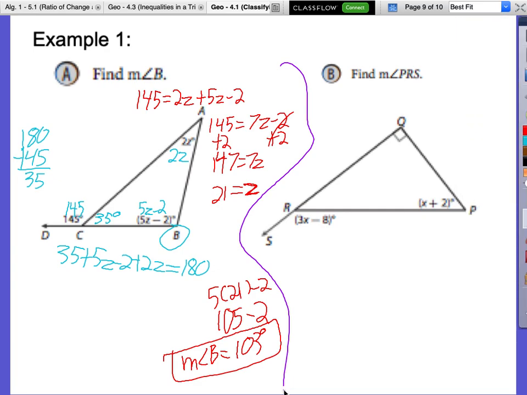Find the measure of angle PRS. So this angle down here is 3x minus 8, and this angle is x plus 2, and this is the right angle, meaning the measure is 90 degrees. Very good. And we need to find PRS. We need to find this angle over here. How could we find that? Can anybody tell me an equation we could use to solve this?